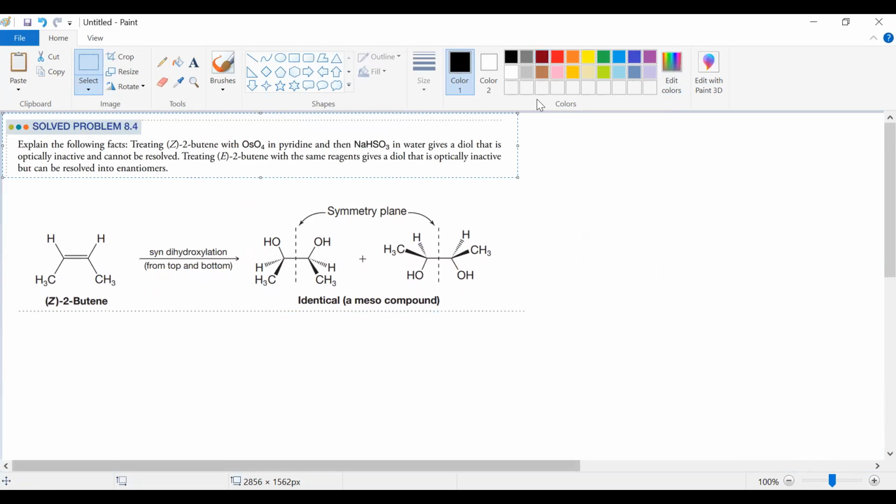Okay, so you have your trans here, your Z. The question is, explain the following facts: treating Z-2-butene with OsO4 gives optically inactive product, which cannot be resolved. But if you have the E-2-butene, the trans, with the same reagent, you have optically inactive product but it can be resolved into enantiomers. So optically inactive means it is a racemic mixture, like earlier.